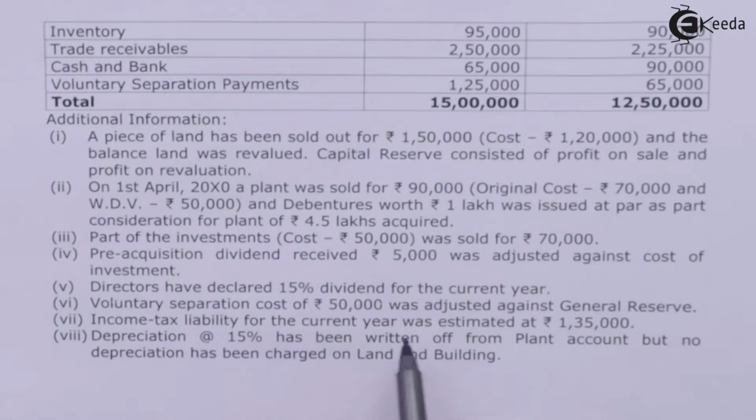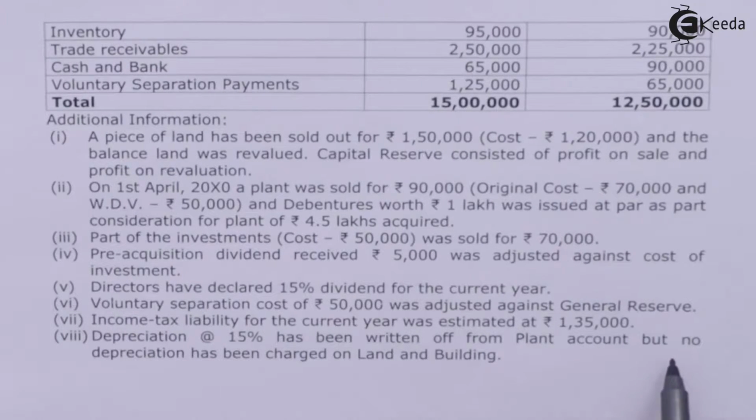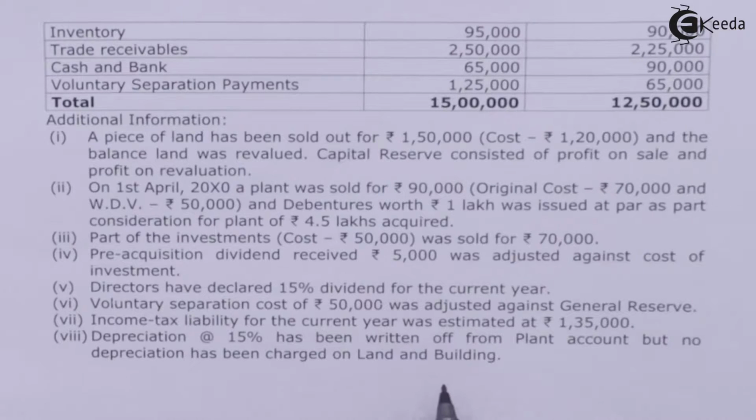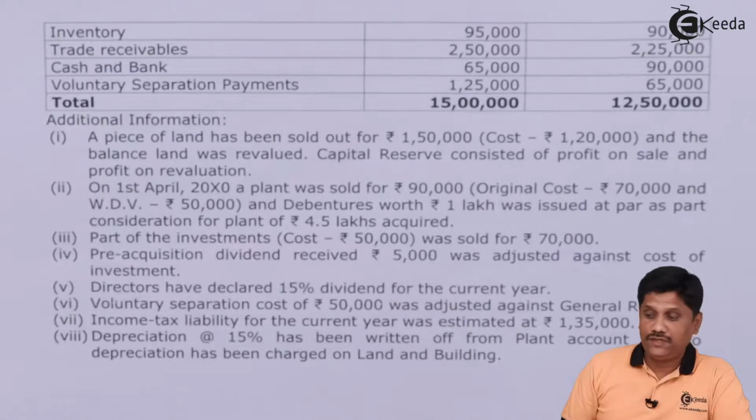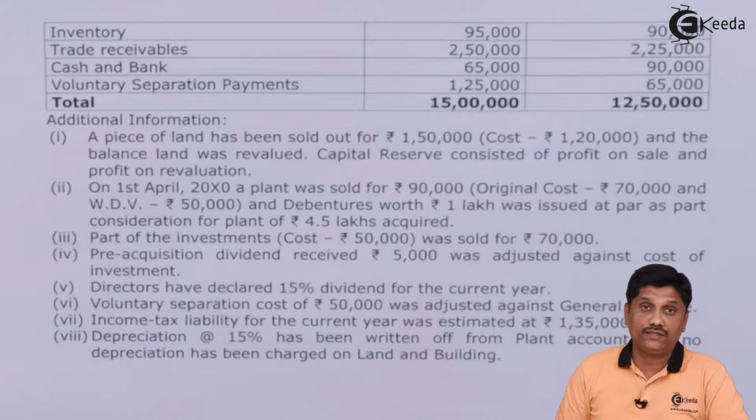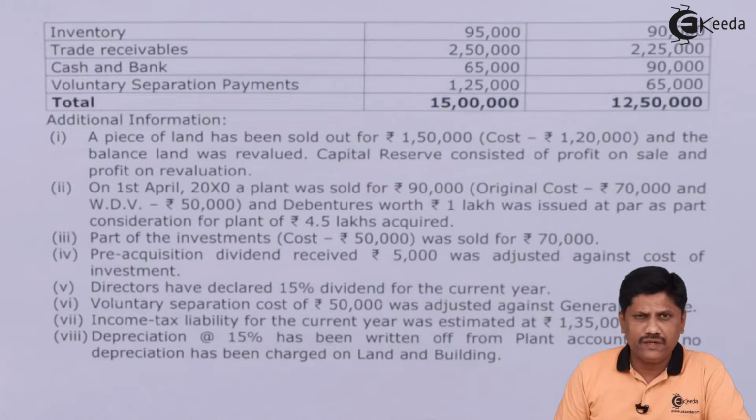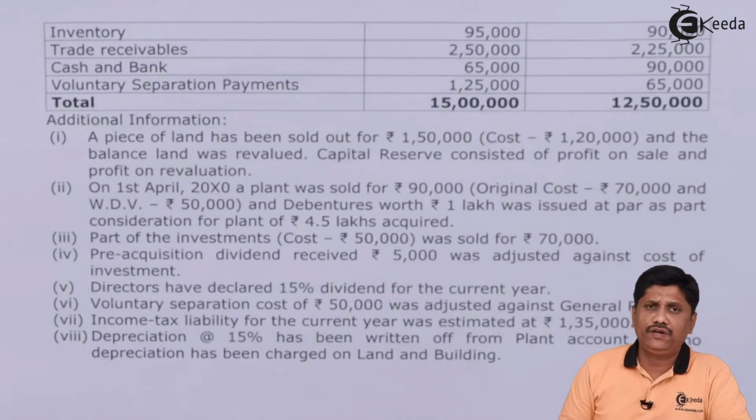Income tax liability for the current year was estimated at rupees 1,35,000. Depreciation at 15% has been written off from the plant account, but no depreciation has been charged on the land and building. Okay, so this is the whole question. It is a little tricky question. So we will continue and then we will see how it will be solved.